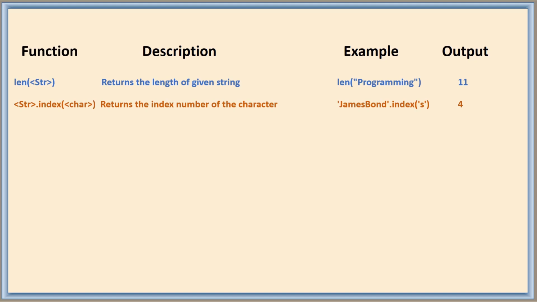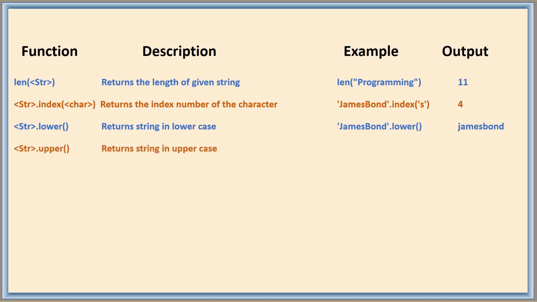Next one, in case we need to convert the string totally into lowercase, that is small alphabets, then we are having the function which is dot lower of. For example, James Bond dot lower of, all the letters in that string will be converted to lowercase and then returned. Similarly, we also have upper of, so that all the characters in the string will be converted to uppercase and then returned. Again the example James Bond dot upper of, now you can see all the characters are converted to uppercase.